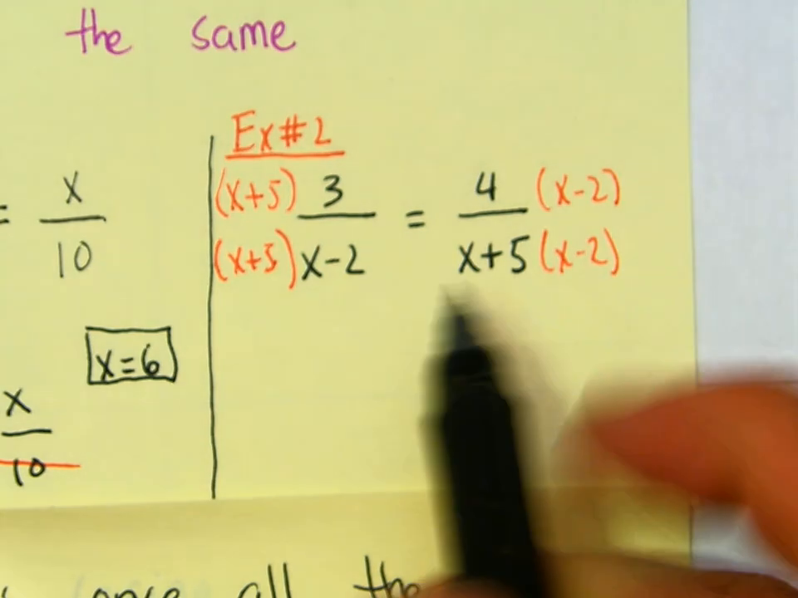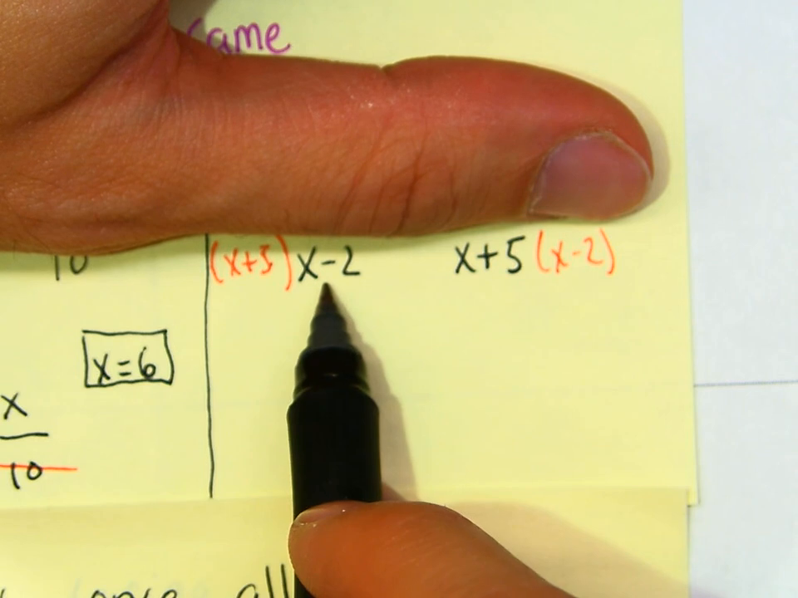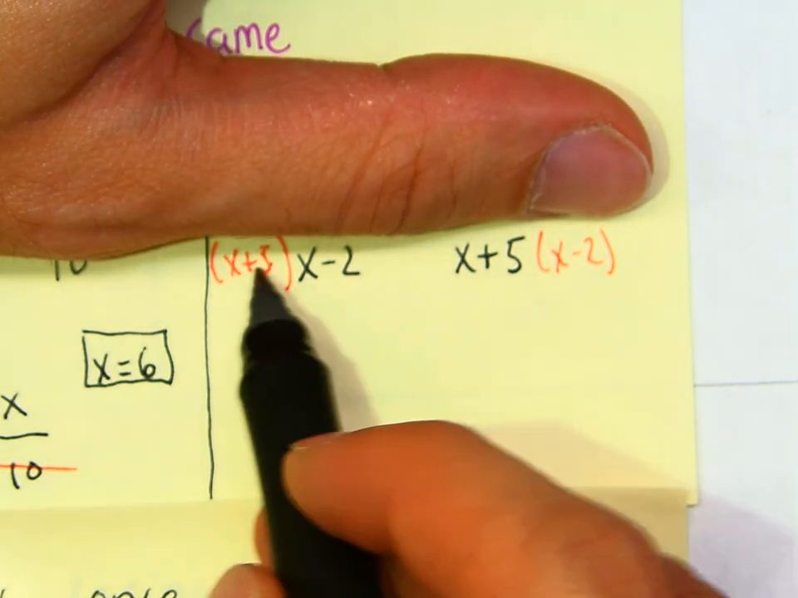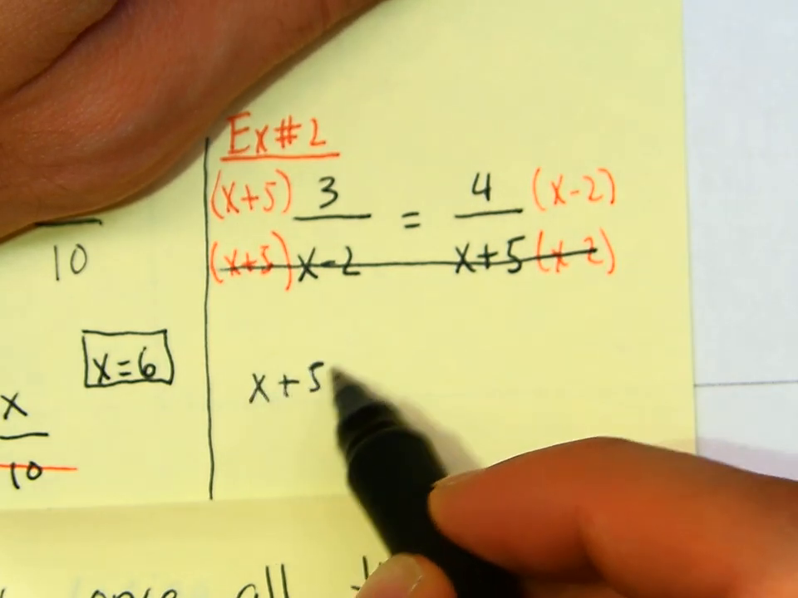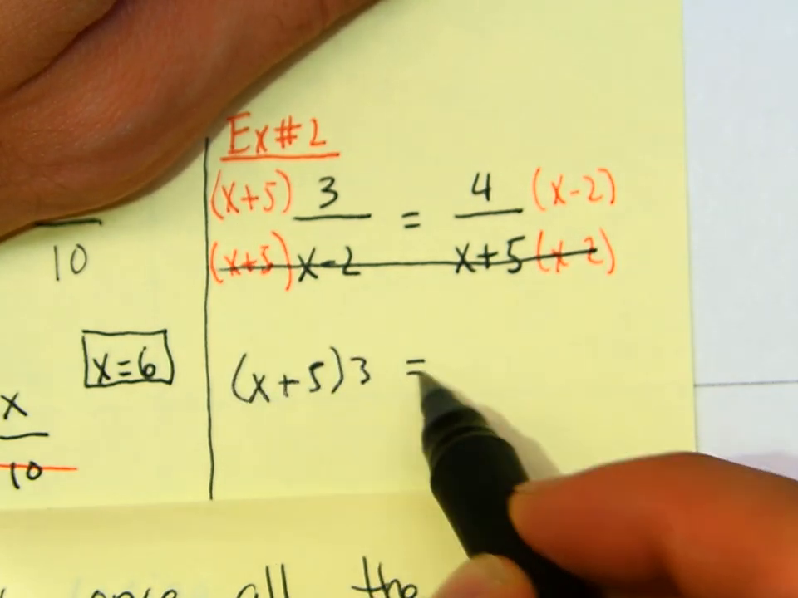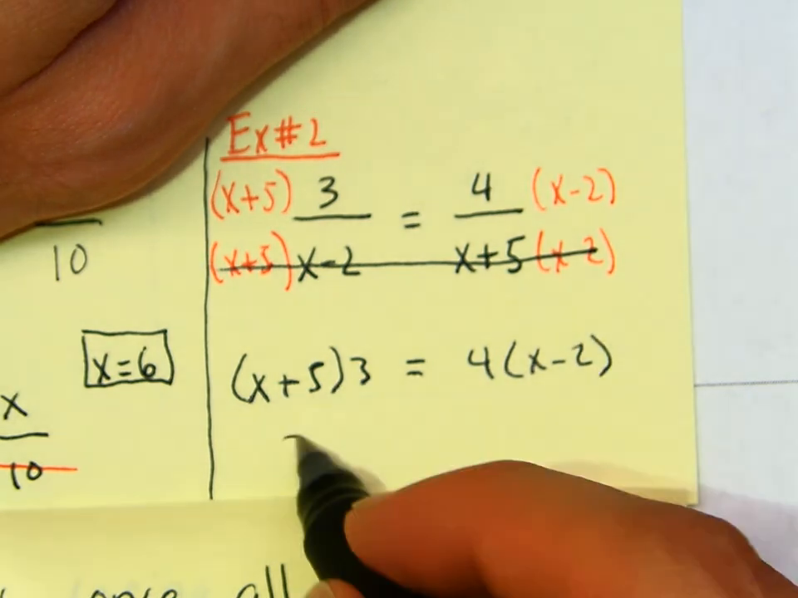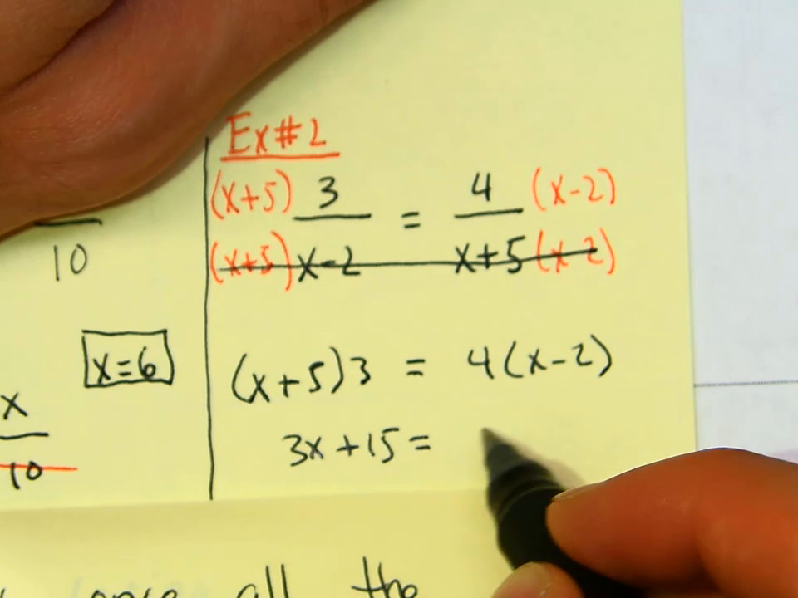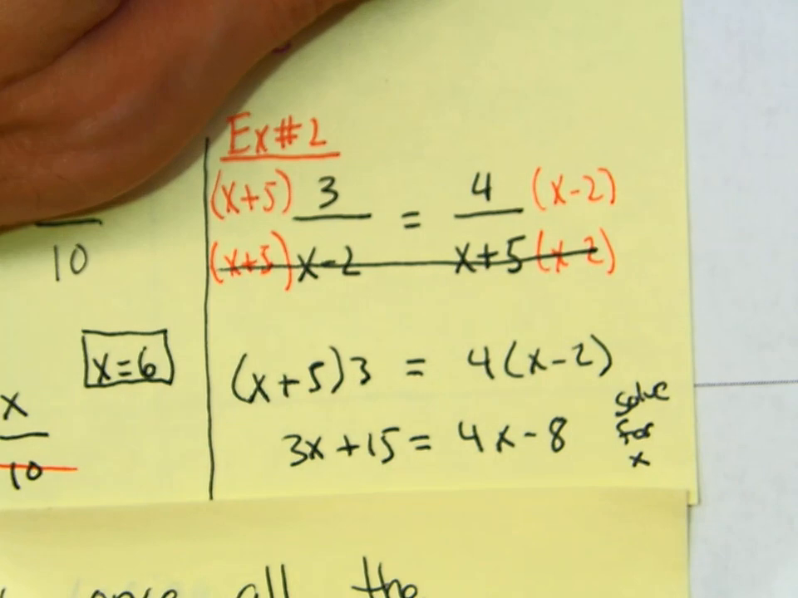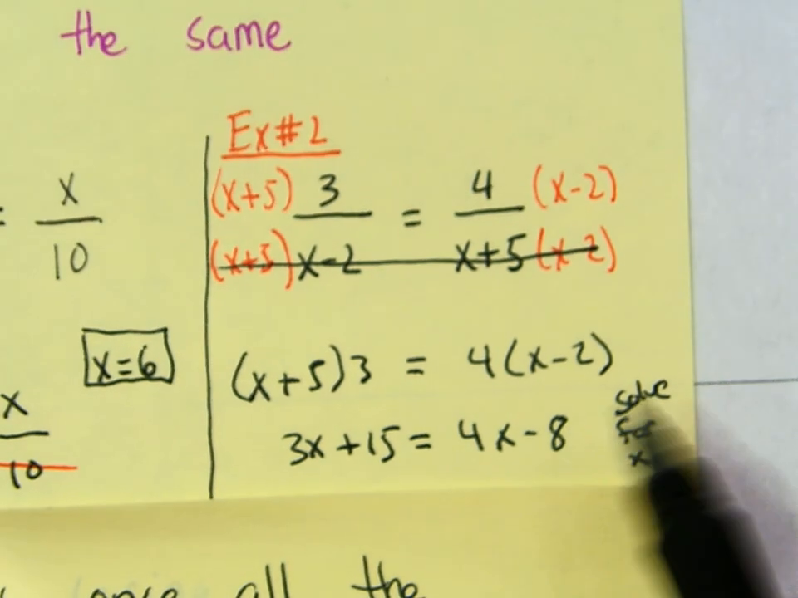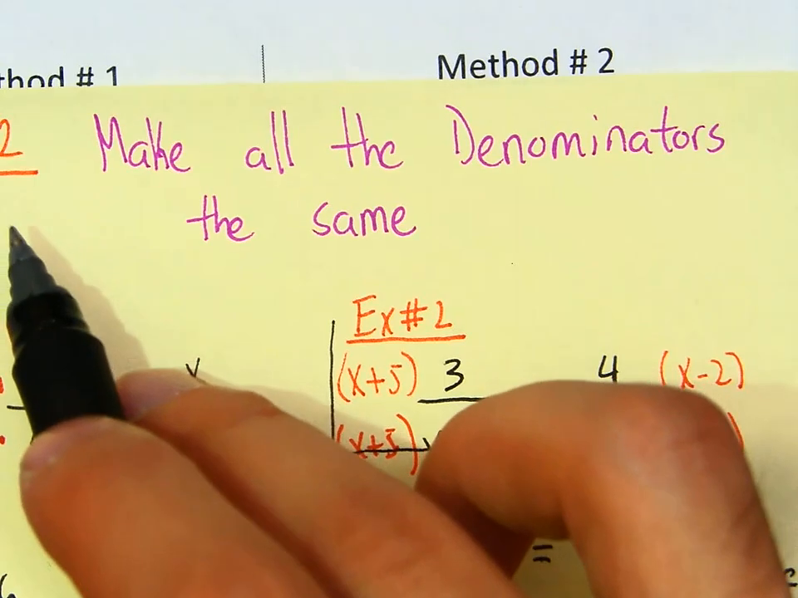And notice, now that the denominators are equal to each other, because look at the denominators. You have x plus 5, x minus 2, x plus 5, x minus 2. What are you allowed to do? You're allowed to cross them out and say the numerators are equal to each other. So x plus 5 times 3 is equal to 4 times x minus 2. And then here you distribute the 3, so you have 3x plus 15 is equal to 4x minus 8. And then you solve for x, okay? So you're allowed to do this as a second technique. You could have also cross multiplied, but we have to learn this technique number 2.